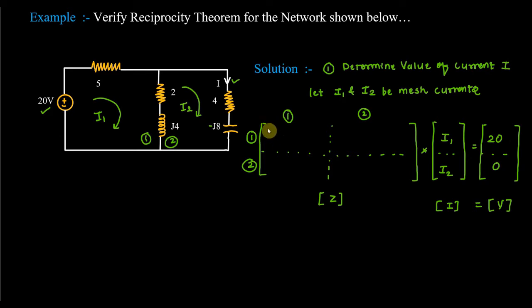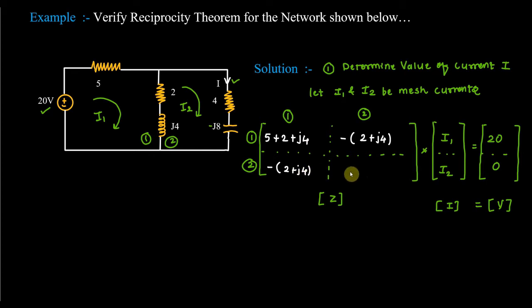This element is Z11, the sum of the elements present in mesh 1. You can see that mesh 1 has 5 plus 2 plus J4, where this inductor is J4. This is Z12, the element connected between mesh 1 and 2. You can see that between 1 and 2 there is 2 and J4, both connected in series, so it is 2 plus J4, and as it is a non-diagonal element it is treated as minus. This element is also the same, because between 2 and 1 it is 2 plus J4.